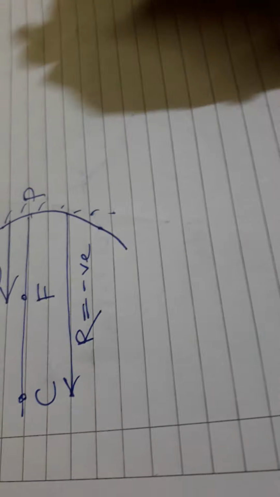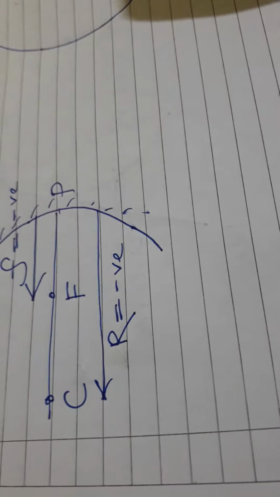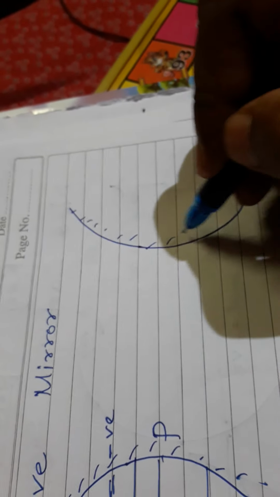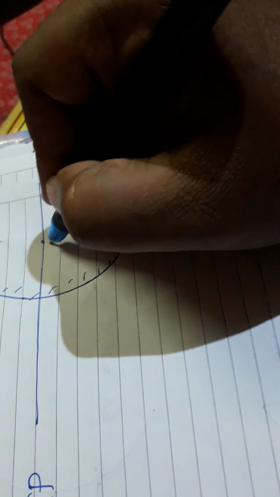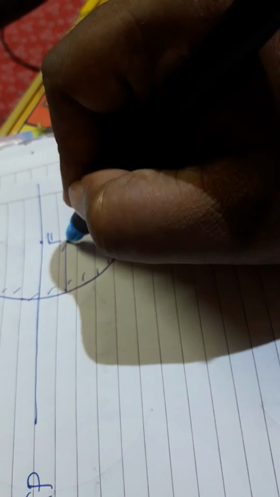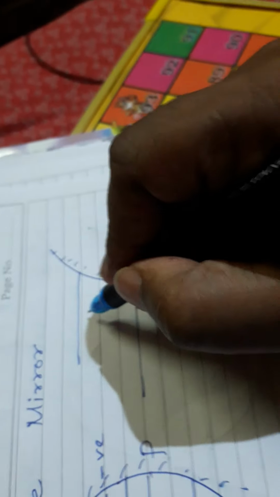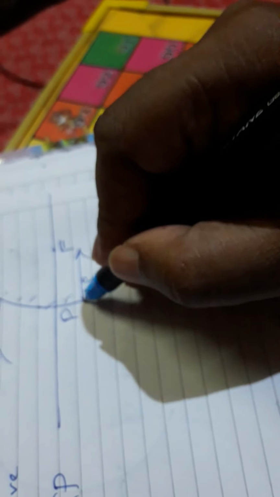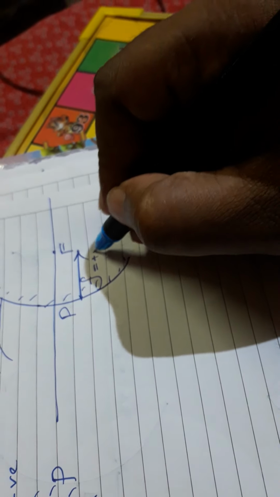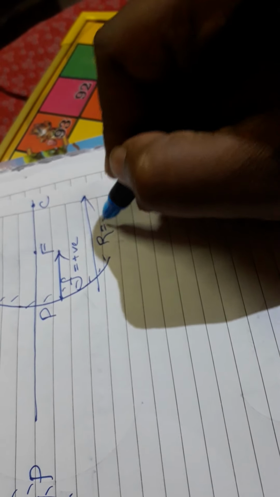But for the convex mirror, this is the convex mirror. This is the focus, and this distance from the pole is the focal length. You see, this is the incident ray, and the focus is in the same direction, so the focal length is positive. And this is the center of curvature C. This distance is the radius of curvature. This is also positive.